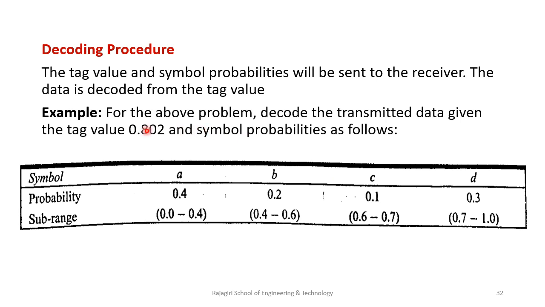Now we will consider the decoding procedure corresponding to the arithmetic code. So at the receiver, the tag value and symbol probabilities will be known. So our aim is to decode the data from the tag value. So for the above problem, let us try to decode the transmitted data given that we know the tag value 0.802 and the symbol probabilities A, B, C and D.